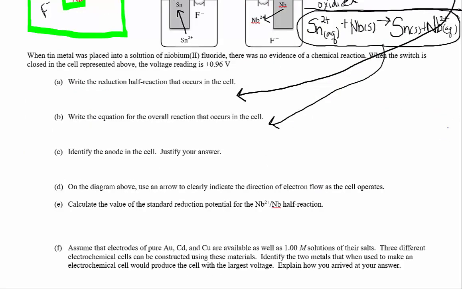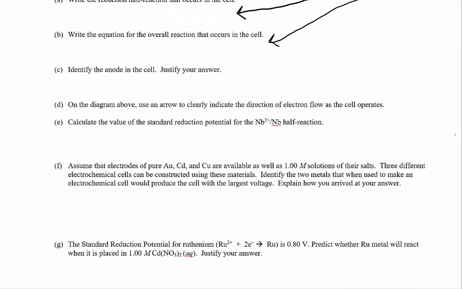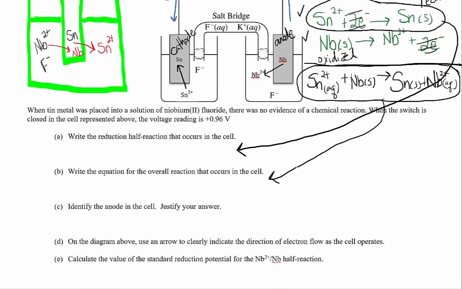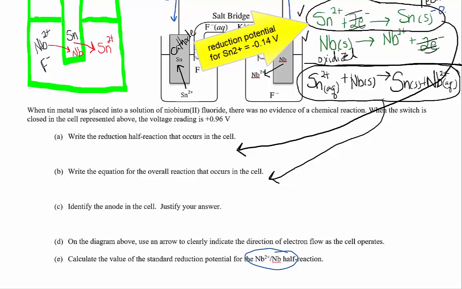Okay, E, F, and G, I'm not going to go over those. There's enough of those examples in your notes and on the daily practice. I did want to say that in order to find this half reaction right here, or the standard reduction potential, we have to give you the tin. Right here is negative 0.14 volts, if you want to go ahead and do that.